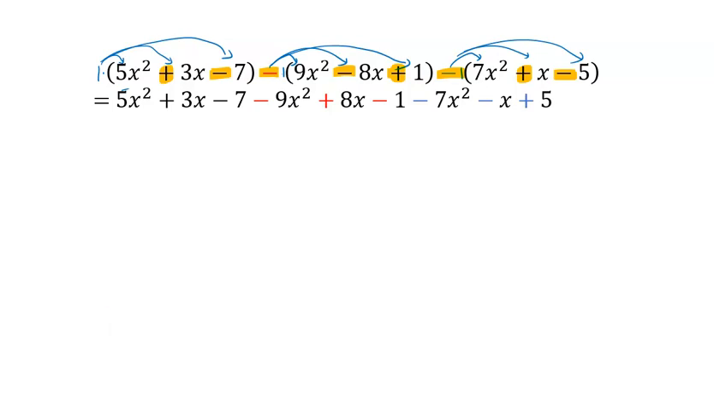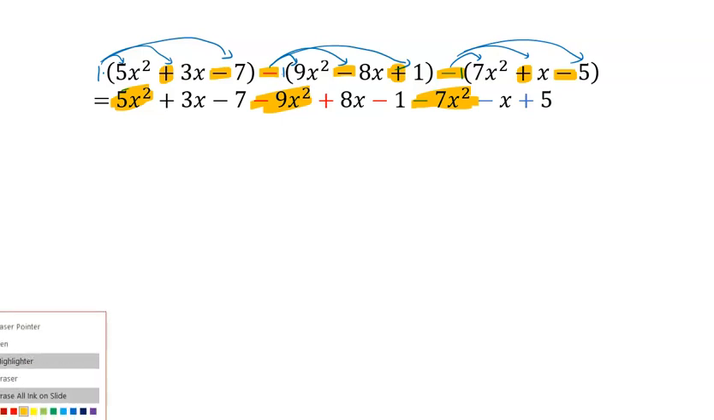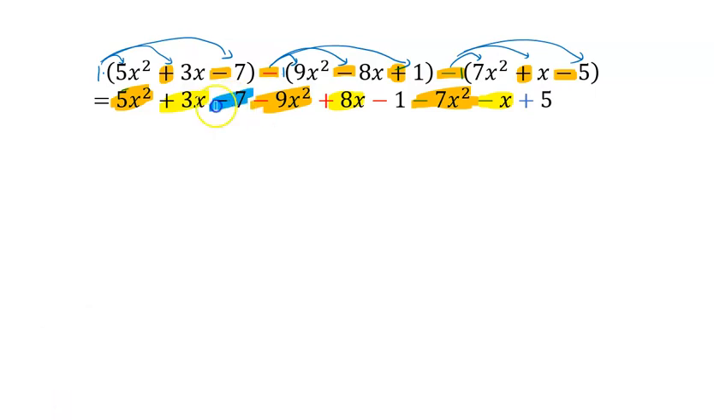Now we need to combine like terms. And you can highlight the like terms. For example, all the x squares can be combined. It's more like after you open all the boxes, you took everything out. Now you can put the like things together. So for example, all the x squares, all the x's, and the rest of them will be the numbers. For the numbers, maybe use this color: 7, minus 1, and a plus 5.